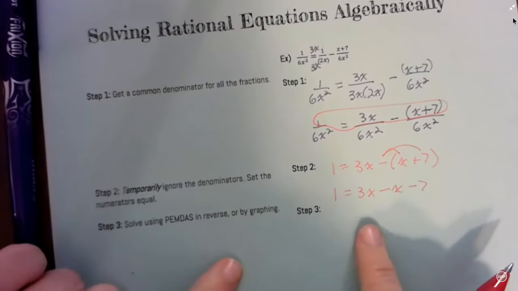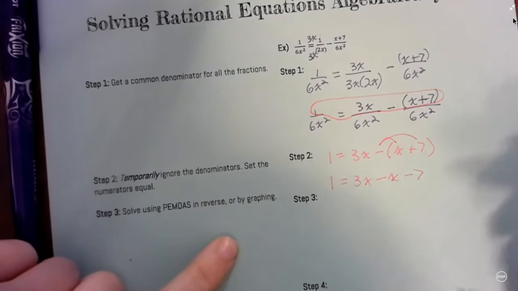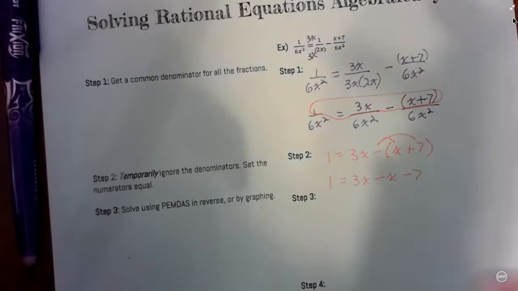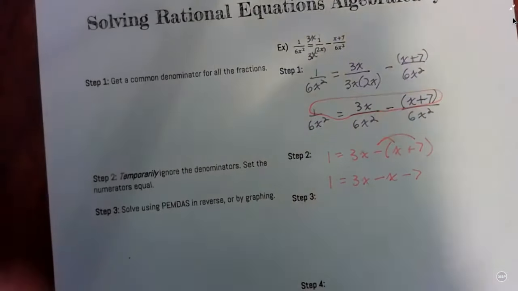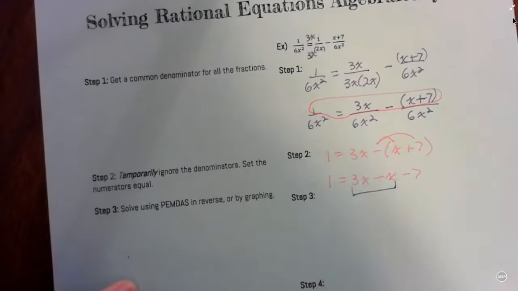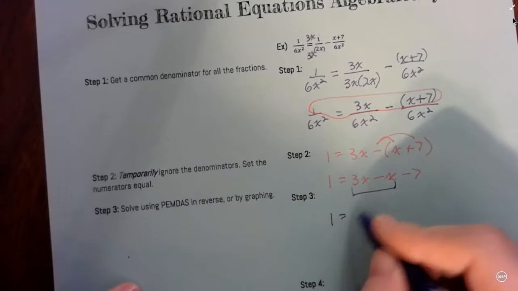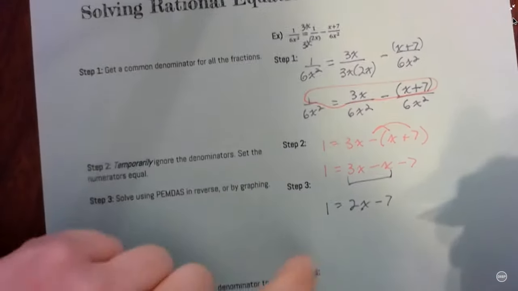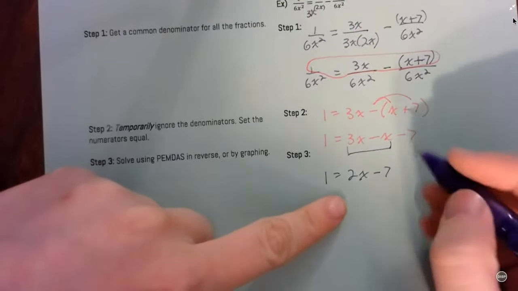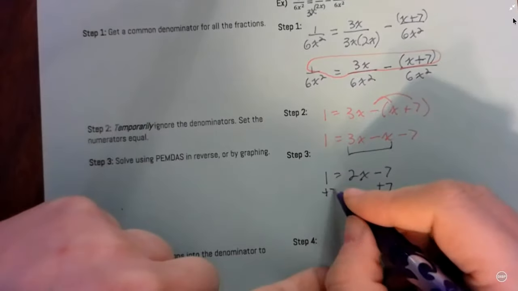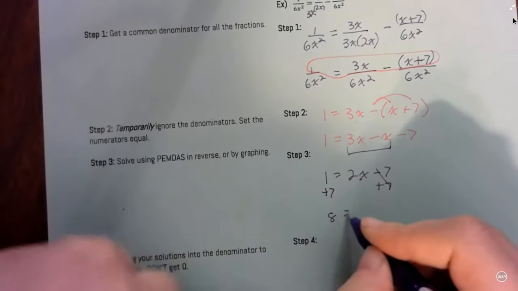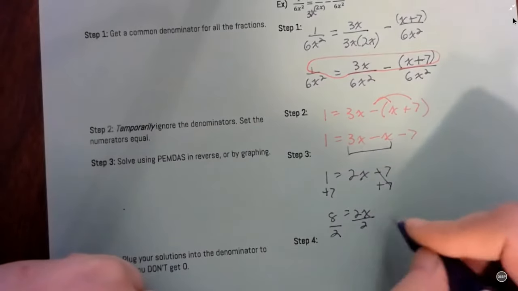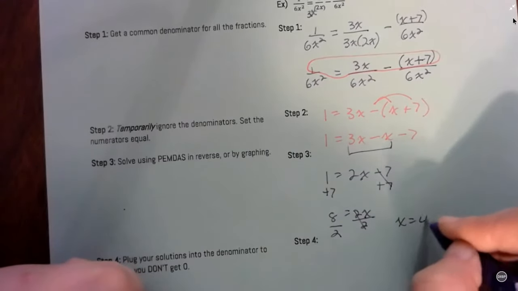Okay, now I just have to solve it like usual. So first, let me switch back to my other color. I can combine these two guys because they're like terms. So 1 equals 3x minus x is 2x minus 7. And then I need to add 7 to both sides. Then divide by 2. So I get x equals 4.